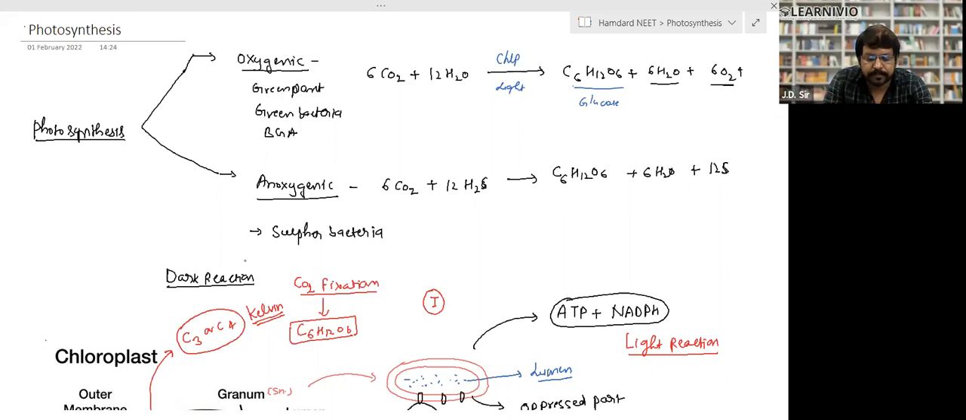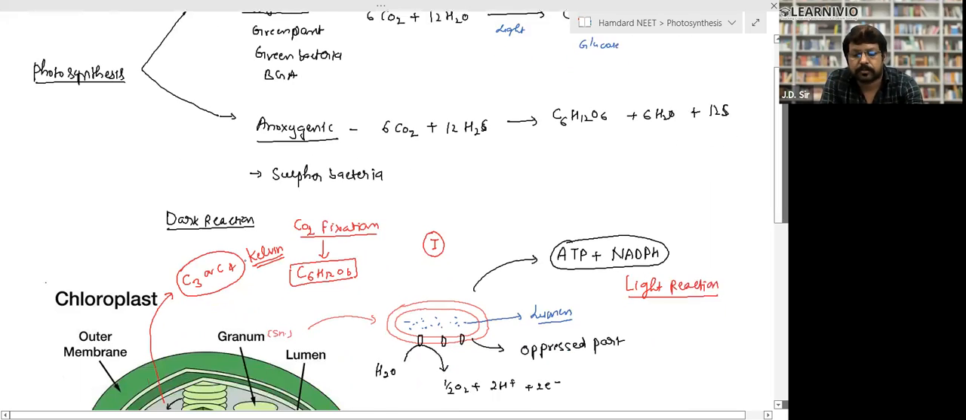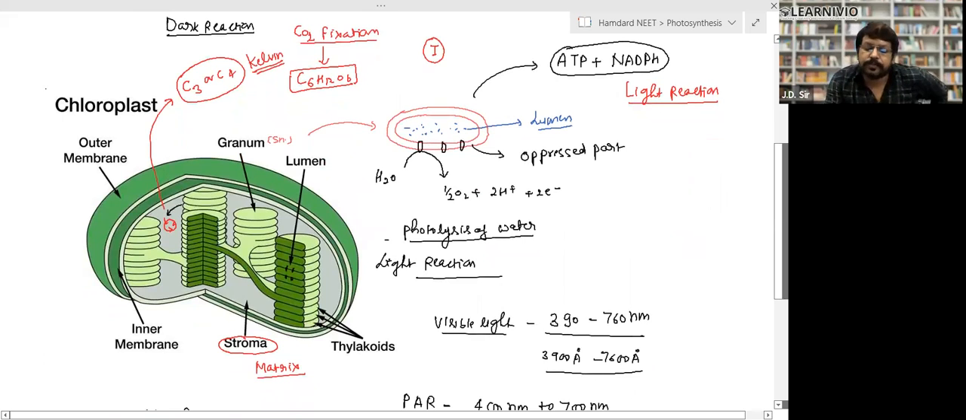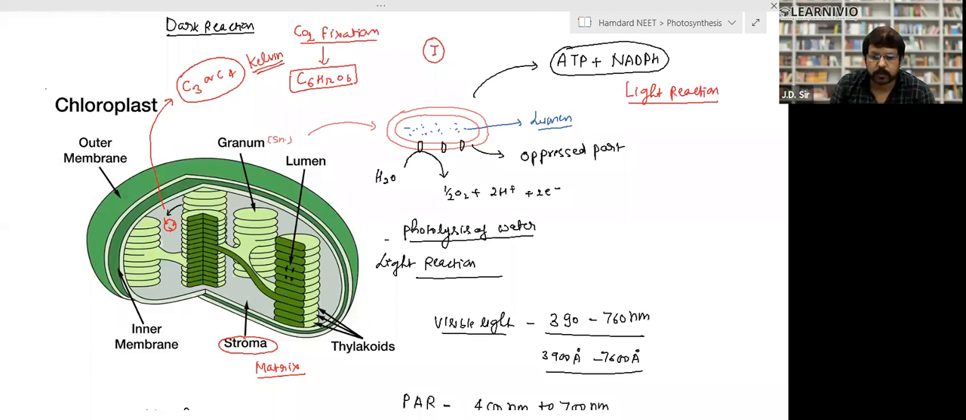It takes place in some primitive bacteria like sulfur bacteria. Okay. Now the second thing, which is the next thing given, is the role of chloroplast. Right. Write it down, the role of chloroplast.